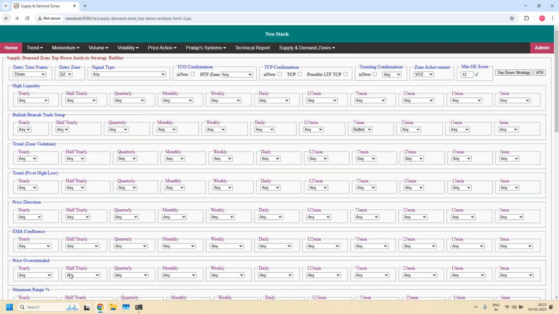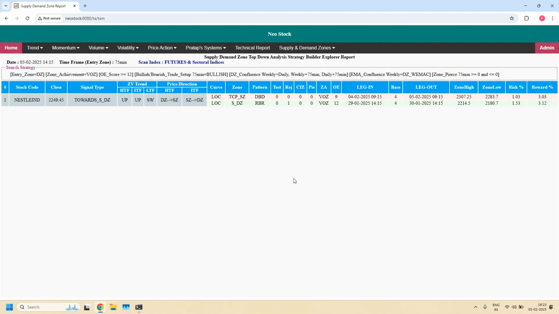Let us verify. In the EMA confluence, weekly time frame, weekly demand zone having weekly EMA confluence filter is enabled. With this filter, we got the stock. That means this is even more high probability trade setup, weekly income trade supported stock. So this is bullish trade setup for weekly income trade.